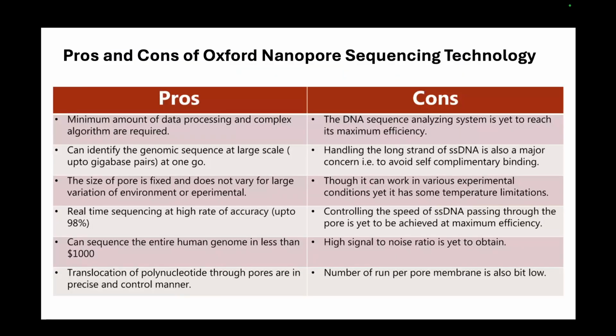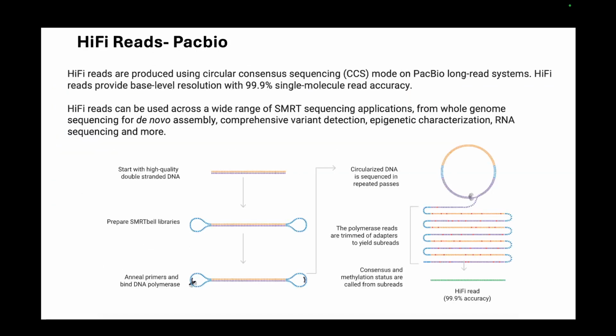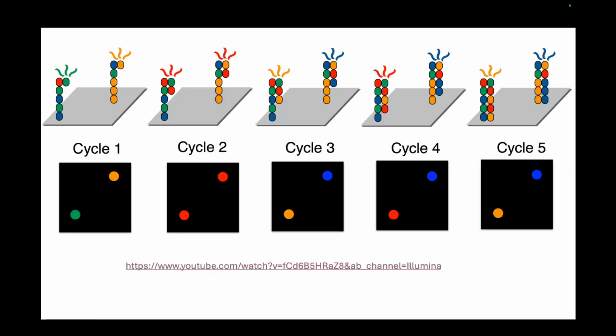So, pros and cons of the Oxford Nanopore technology. The pros involve a minimum amount of data processing and complex algorithms. If you remember for Illumina, what it is capturing is basically just the base color, the lights. It doesn't have any other information. So what it predicts is basically the probability of a particular base being at that position.